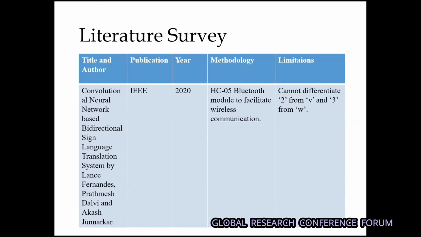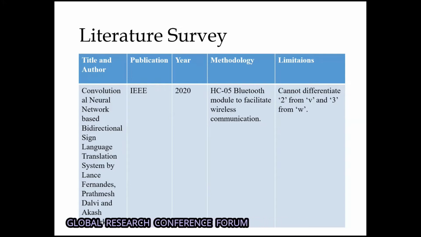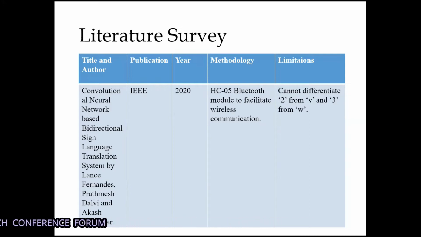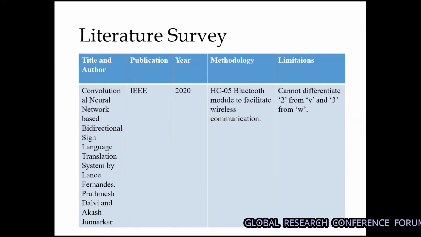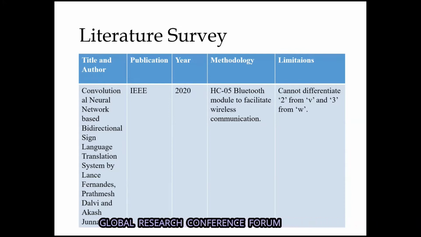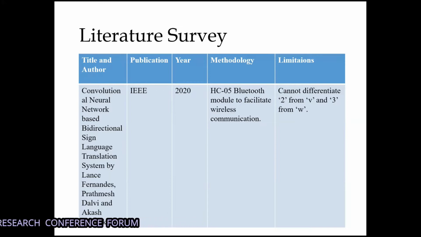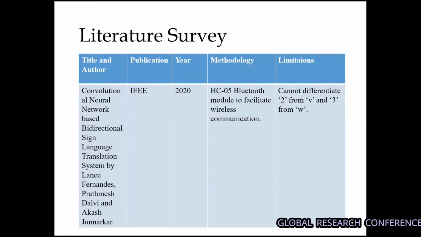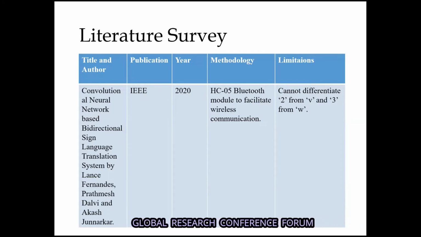But they have drawbacks. The drawback of this system was that it couldn't differentiate 2 from V and 3 from W, because we use the same sign for 2 and V. That's why the system couldn't differentiate between 2 and V and 3 and W.